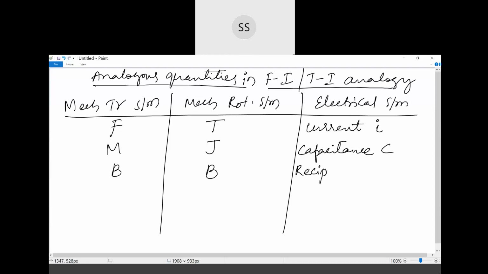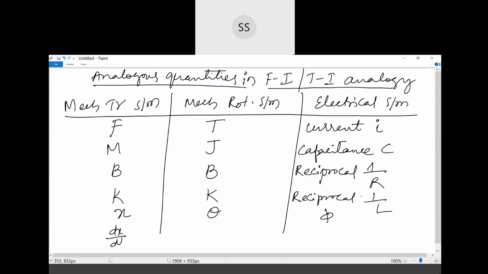Then we have the friction constant B in both the cases, but in case of electrical systems it is the reciprocal of resistance, that is 1 by R. Next, what we have is the spring in both the cases, but now it will be the reciprocal of inductance, that is 1 by L. Then next we have displacement x, here angular displacement theta, but now this is represented by the flux linkage phi.